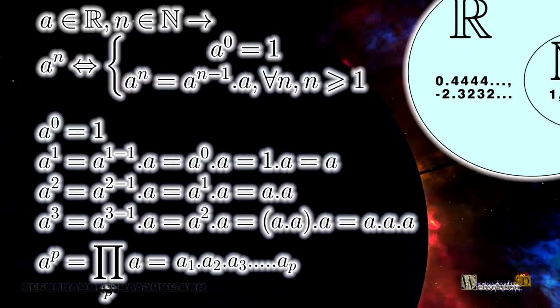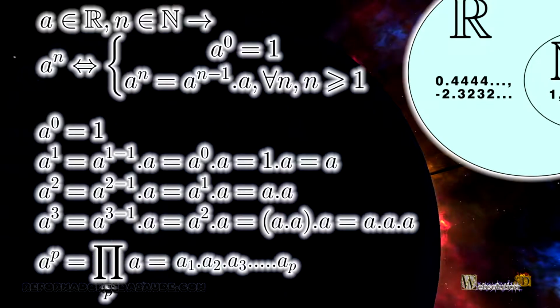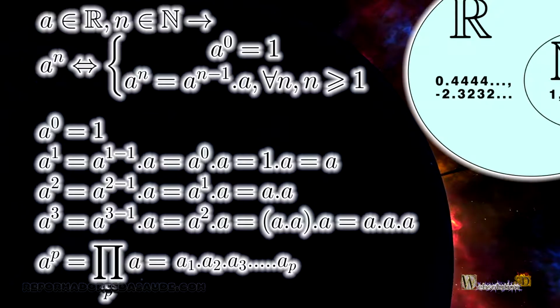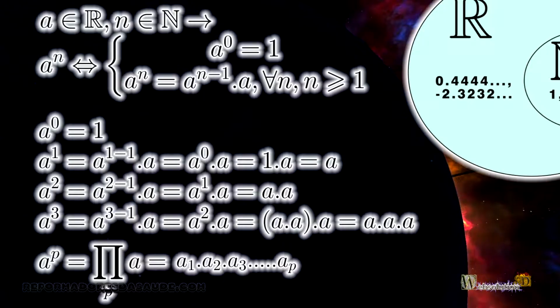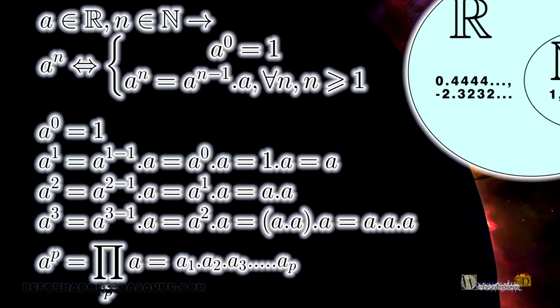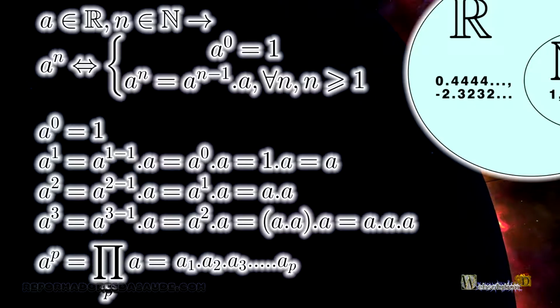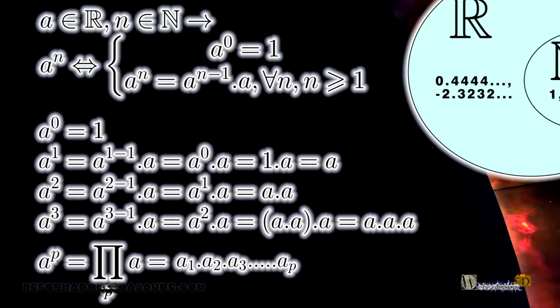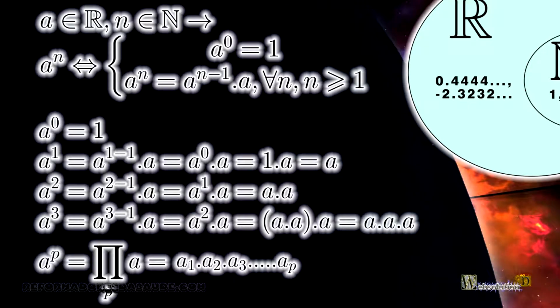For example, if the exponent is a large number, assuming it is a value p, then it would be equal to A multiplied p times. If you've never seen the product, don't worry, it's not hard to understand. Do not be afraid to broaden your horizons.